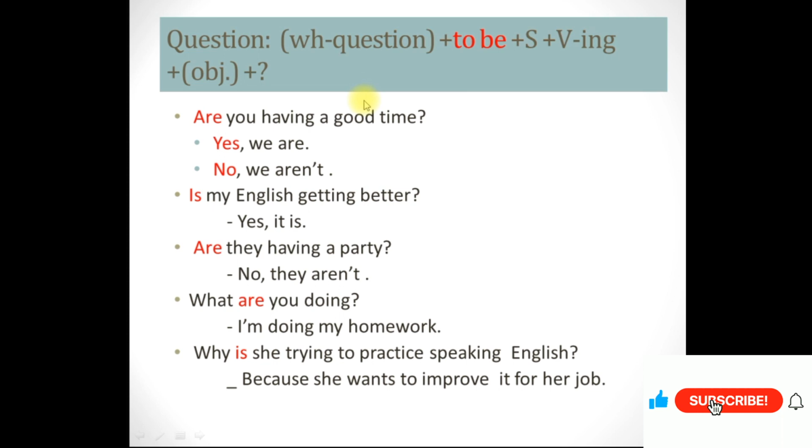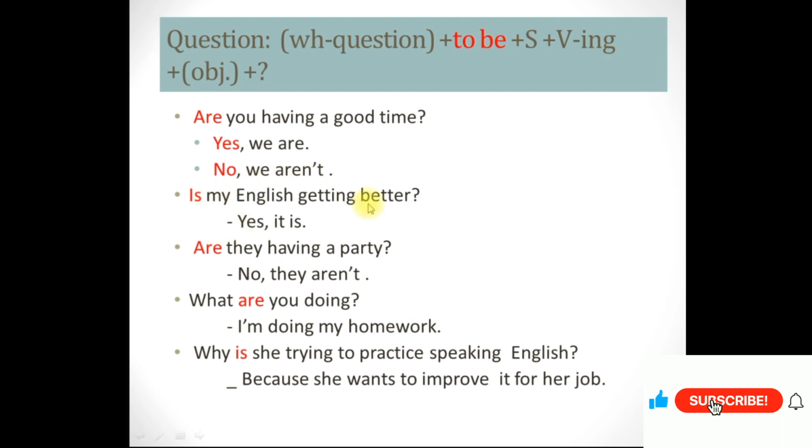As you can see in the example, are you having a good time? Are you having a good time? This question is just a yes/no question because it doesn't have a question word, right? So we just use are you having a good time? The answer can be yes or no, right? Yes, we are, no, we aren't. Another example is, is my English getting better?